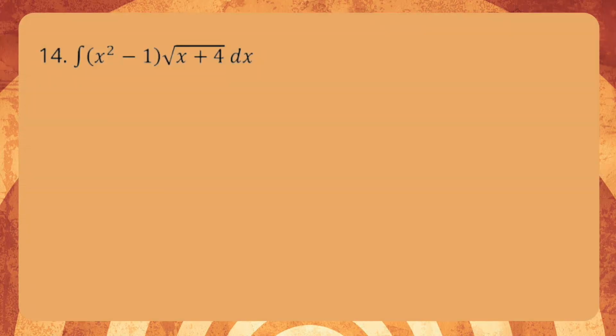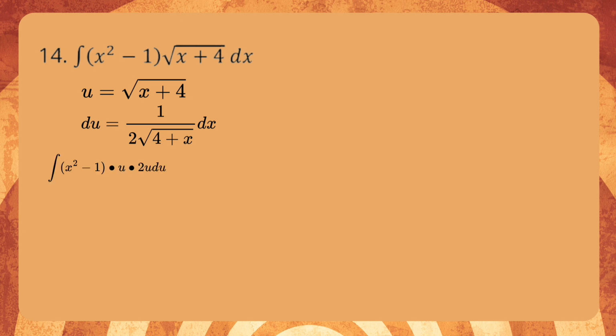So for question number 14, the integral of the quantity of x squared minus 1, the square root of x plus 4 dx. So ang ating magiging u is ang square root of x plus 4. Ang ating magiging du naman is 1 over 2 square root of 4 plus x dx. And the next step is i-isolate lang natin siya. So integral the quantity of x squared minus 1 times u times 2u du.